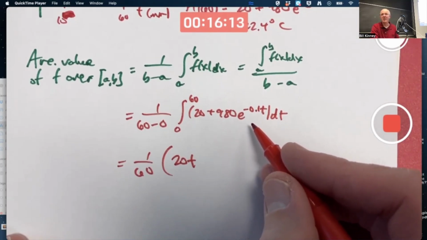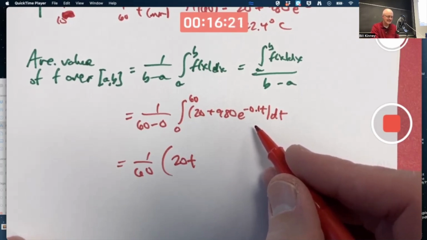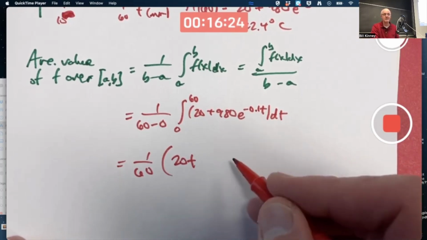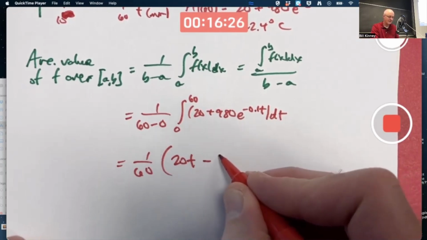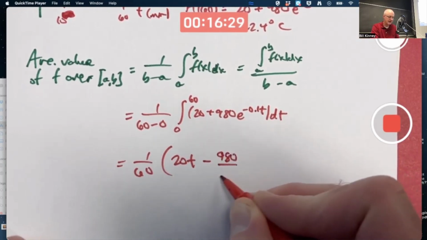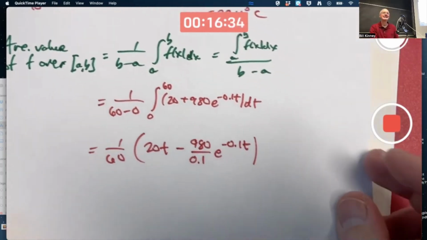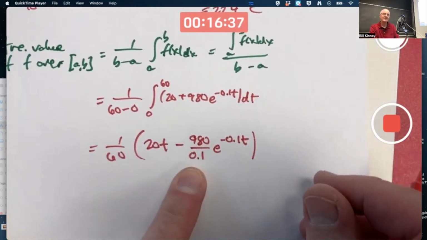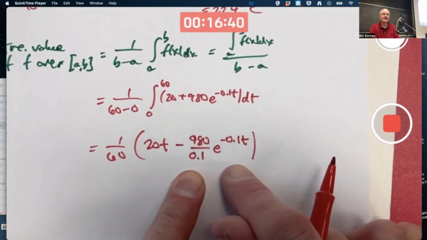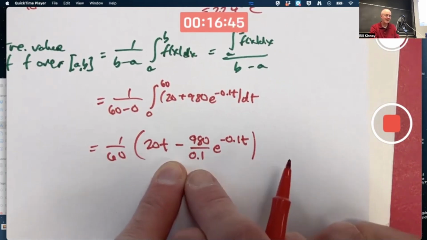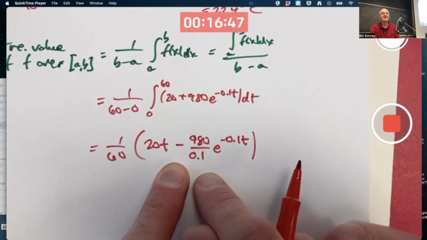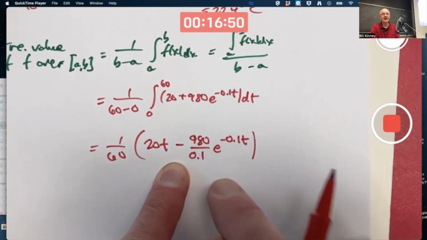It's got to involve e to the negative 0.1t, doesn't it? It wouldn't make any sense to guess a cosine or a sine or a t squared or something like that. The trickiest part is what constant goes in front of it. And enough trial and error reveals that negative 980 over 0.1 is the constant that you want. Why? Check it by differentiation. If you differentiate this, the chain rule gives you an extra factor of negative 0.1, which will cancel with this minus divide by 0.1. You can always check it by differentiation.